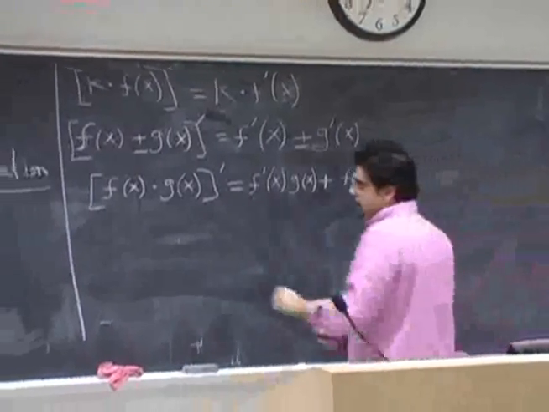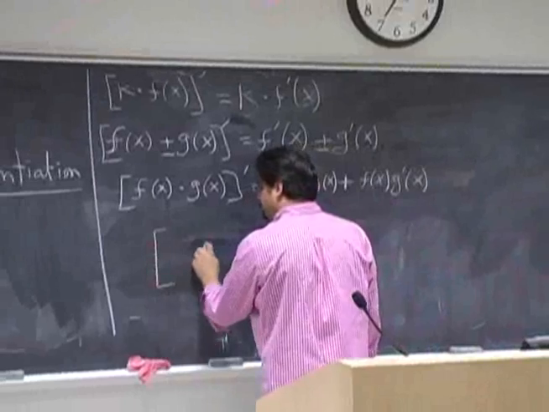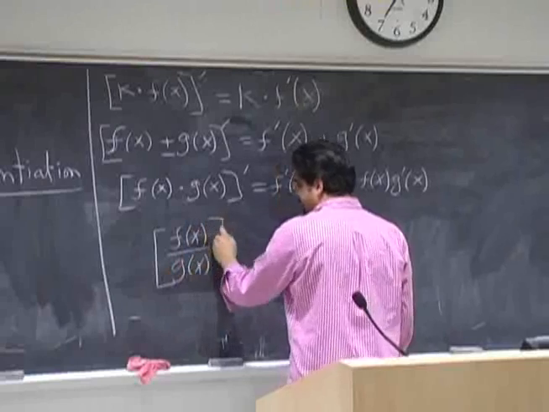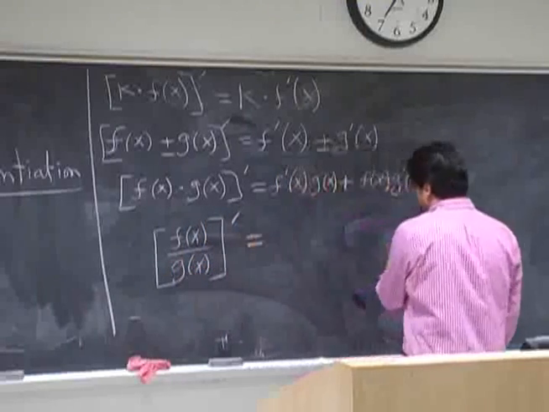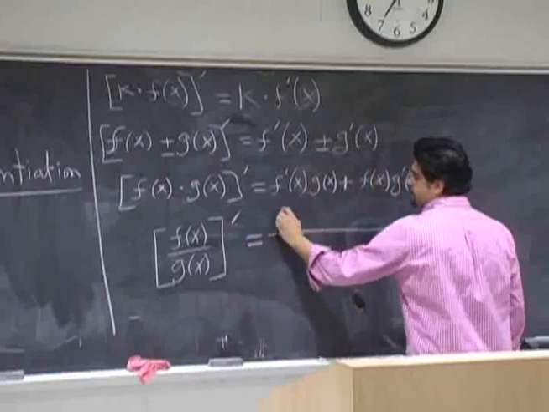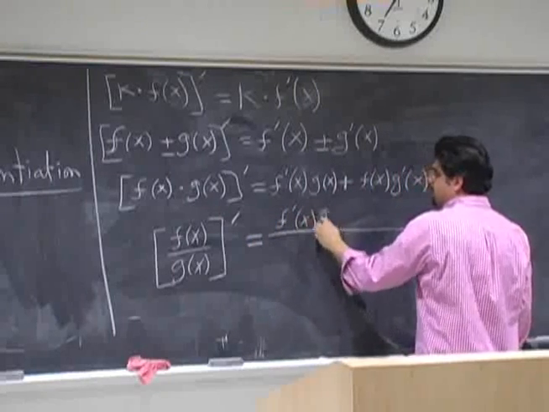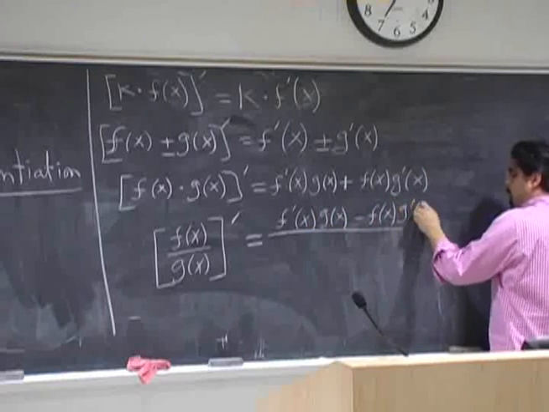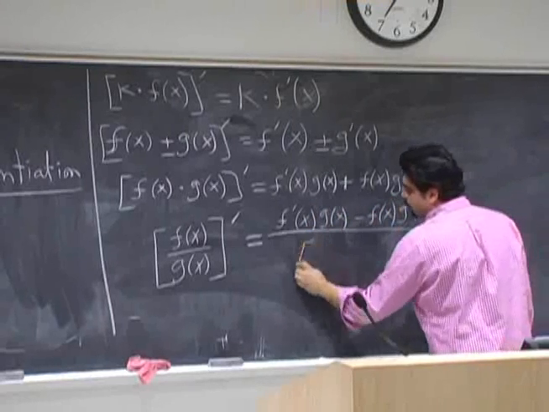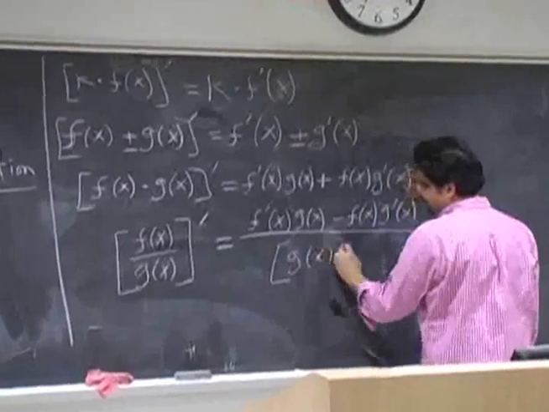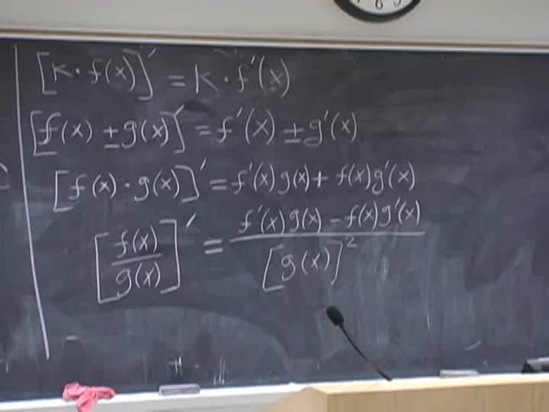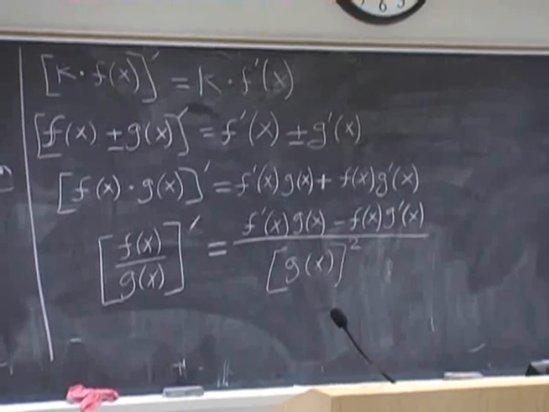And finally, we looked at the quotient rule. The derivative of a quotient, f of x divided by g of x, will be a quotient where the numerator is f prime g minus f g prime, over g squared. And recall, there's no derivative here, it's just g. Okay. So this is what we have. These are the shortcuts, so to speak, for taking derivatives rather than using the definition every time.